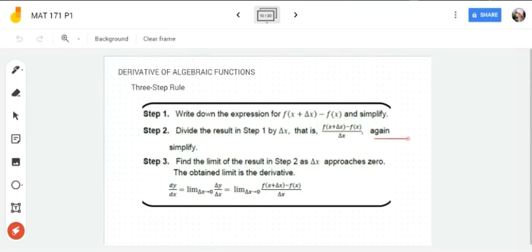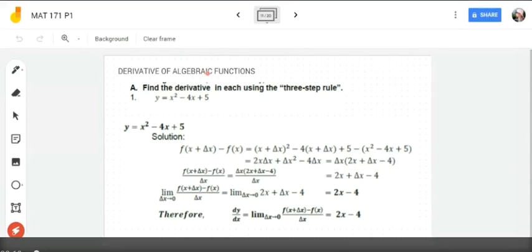And then after that, you will be simplifying it again. Step 3 is to find the limit of the result in step 2 as delta x approaches 0. So you will be getting the limit of the function of x plus delta x minus the function of x over delta x as delta x approaches 0. If you get that limit, you will get your dy over dx, or your derivative for that function. Let's try using the three-step rule here. We'll find the derivative in each using the three-step rule.